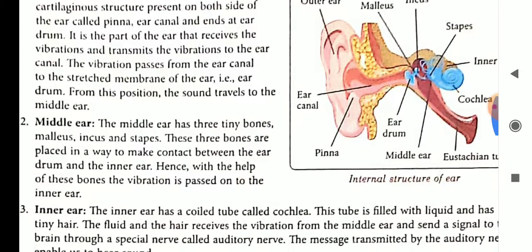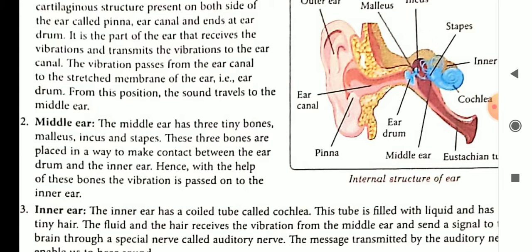The middle ear has three tiny bones named malleus, incus, and stapes. In other books, you can find different names. They are also known as hammer, anvil, and stirrup. Malleus is known as hammer, incus as anvil, and stapes as stirrup. So, three tiny bones are there, which are very delicate.